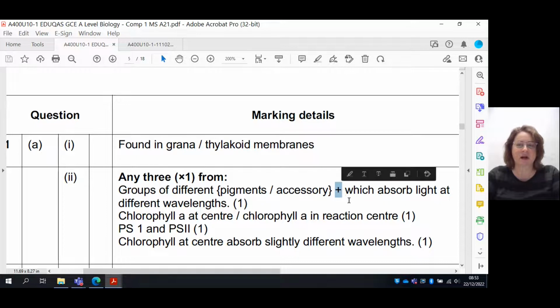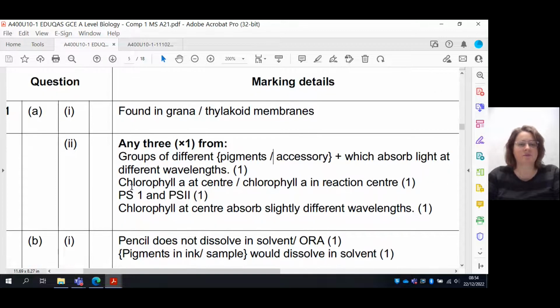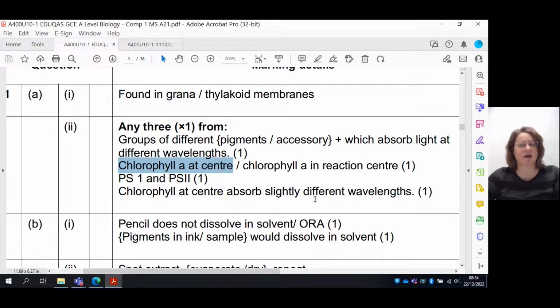Okay, so different pigments need to be mentioned. And look at this plus here. I need to see that they're absorbing different wavelengths. So different pigments by itself will not do. It needs to be a reference to the different wavelengths. You will have to have mentioned chlorophyll A at the center, or the reaction center, of those photosystems, and literally that the center one absorbs a slightly different wavelength. The energy needs to be right for that to be absorbed.